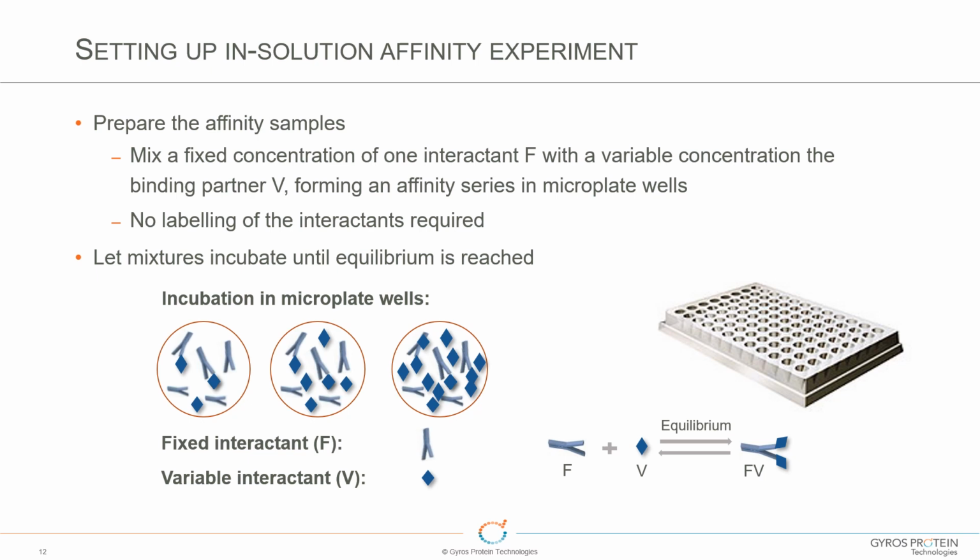So this graphic just shows how you would simply set up the solution affinity experiment. You're going to prepare your affinity samples by mixing a fixed concentration of your one interactant with a variable concentration of the binding partner. And this will form a competition affinity series in the microplate. Then we can let that mixture incubate until it comes to some sort of equilibrium. We can try various different times.